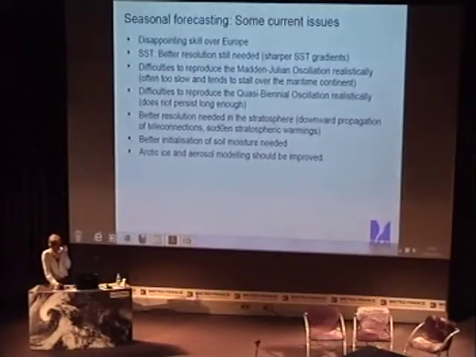So we need better, I'll go a bit more quickly here in the list, a better resolution is needed in the stratosphere. The Met Office has just done this, I think, in their model, to get a better downward propagation of teleconnections and simulate sudden stratospheric warmings better. So a better initialization is also needed. This still needs to be improved, and the modeling of Arctic ice and aerosols must be improved as well.